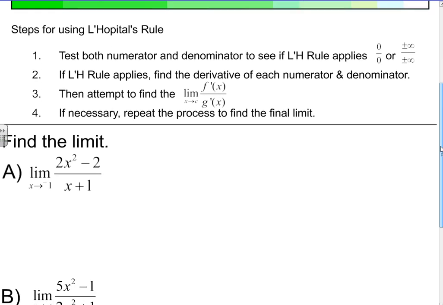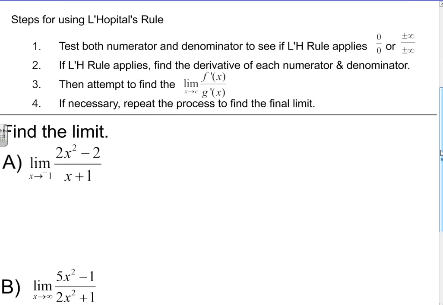So, steps for using L'Hopital's rule. Test both the numerator and denominator, and let's see if it is meeting one of these two conditions. If the rule applies, then we can find the derivative of each the numerator and the denominator. And then once we get that built, we'll evaluate the limit as x approaches c on these new functions that we took the derivative of.